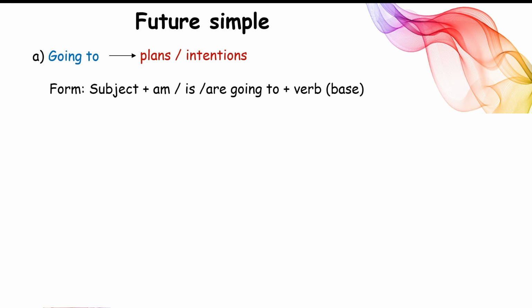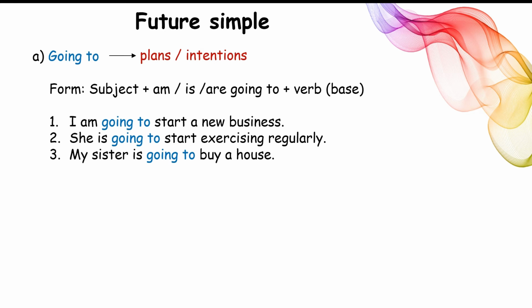We use going to express plans and intentions. We form these sentences with a subject plus am, is or are, and then going to plus verb in its base form. Look at the first sentence here. I am going to start a new business. It shows that I have plans to start a new business after some time or some years. Here my intentions are made very clear that I am going to start a business. Sentence number 2. She is going to start exercising regularly. Sentence number 3. My sister is going to buy a house.